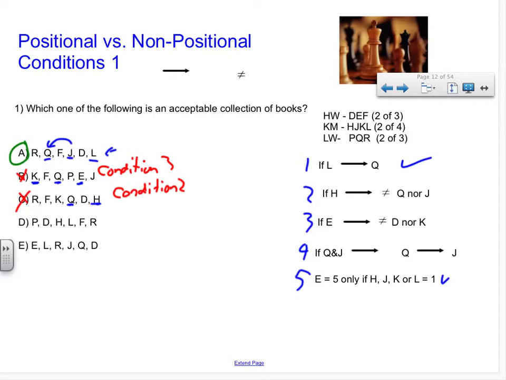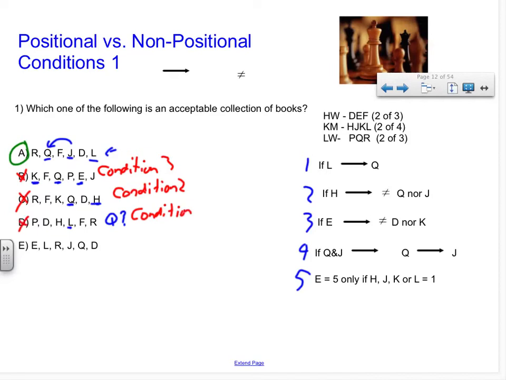For D, we have P, D, H, L, F, R. So again, I'll erase my check marks. For the first condition, if L, then Q. We have an L, but where's the Q? So we know right away that it breaks condition 1, and we can eliminate D.